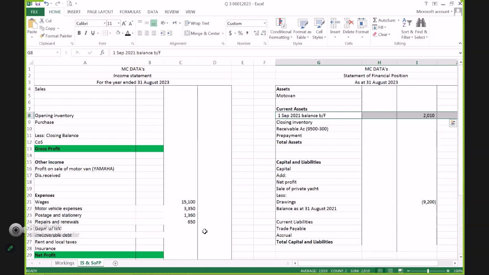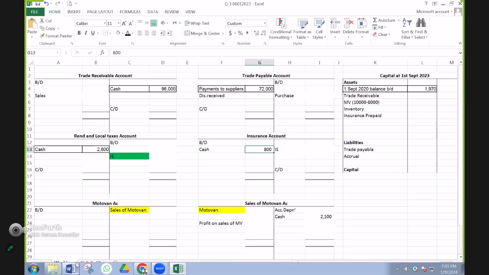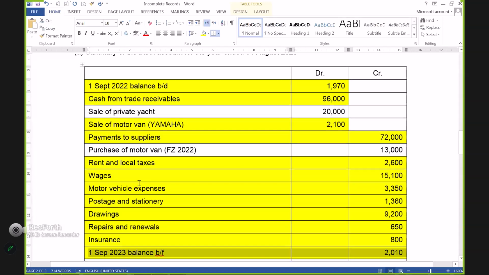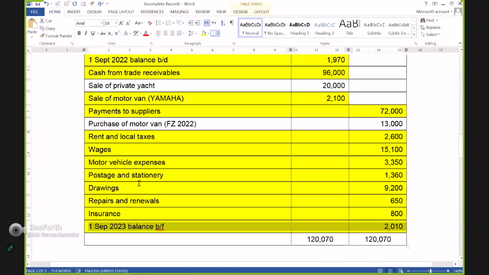Did you understand? First, we have to transfer the bank account. There are some adjustments there, so we have to transfer them into the ledgers.